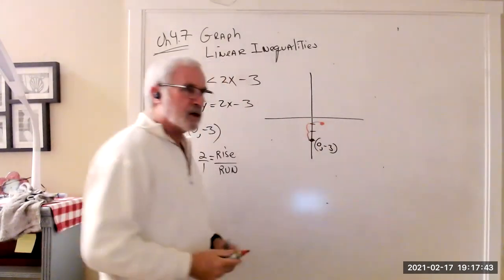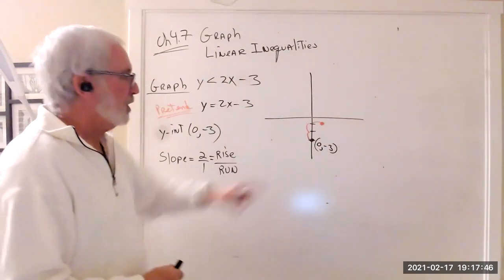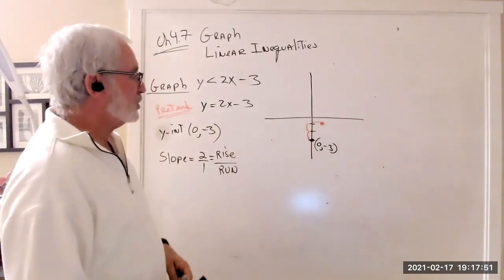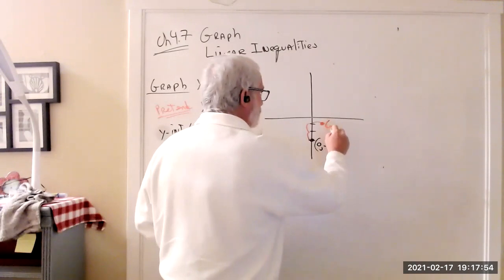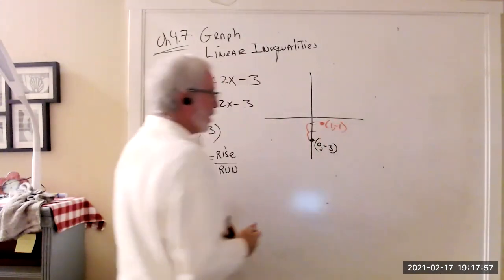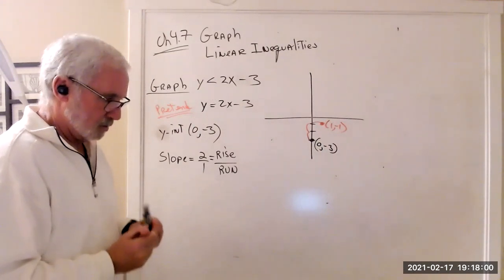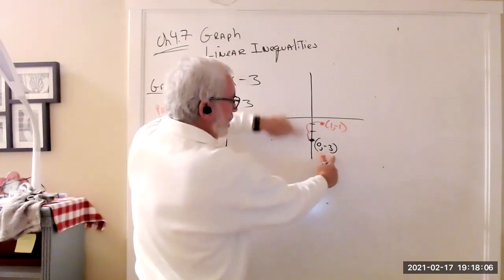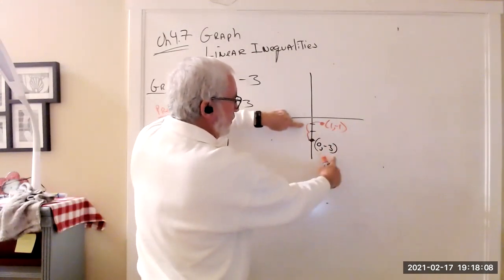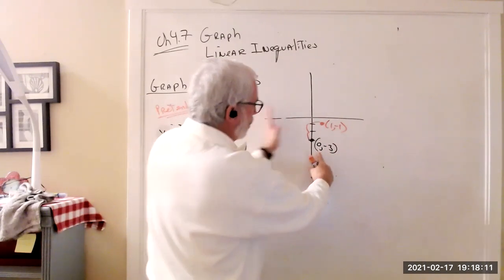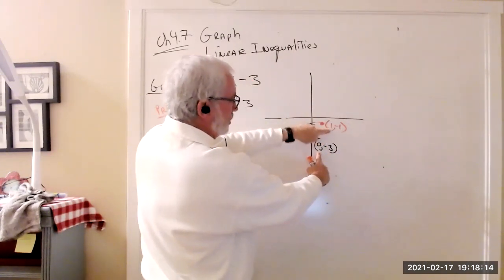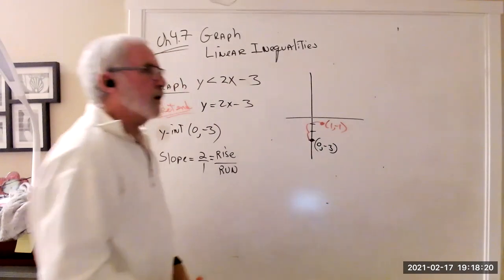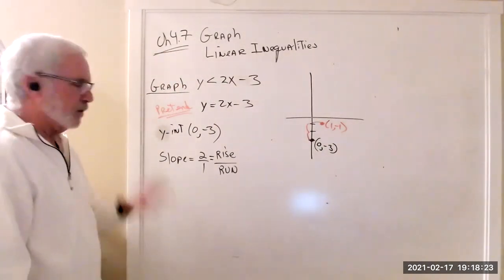Now, if the problem says use slope-intercept, you have to know what that point is. So if you rise 2 and run 1, this should be (1, -1). Starting at -3, up 2 is -1, and run 1 from 0 is 1. Now, those of you who have been saying I know how to do this, I need your attention.